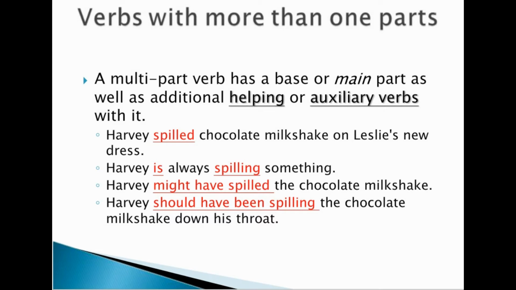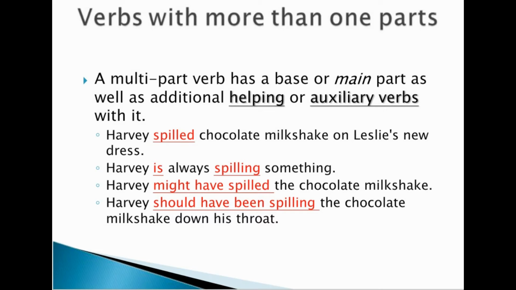Harvey spilled chocolate milkshake on Leslie's new dress. We have one verb, spilled, past tense. Next, Harvey is always spilling something. Now we have 2 parts to one verb, is spilling, present progressive tense. Harvey might have spilled the chocolate milkshake. We have 3 parts, might have spilled.